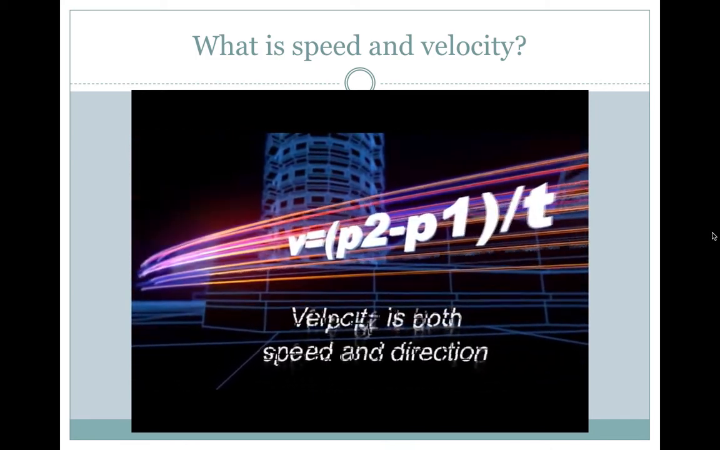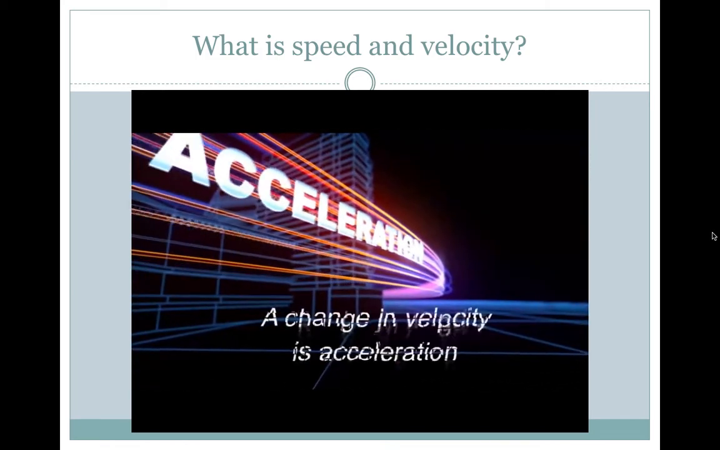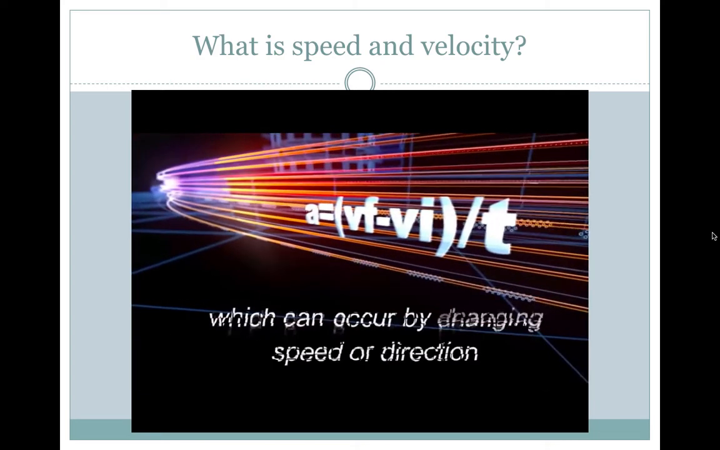Velocity is both speed and direction. A change in velocity is acceleration, which can occur by changing speed or direction.